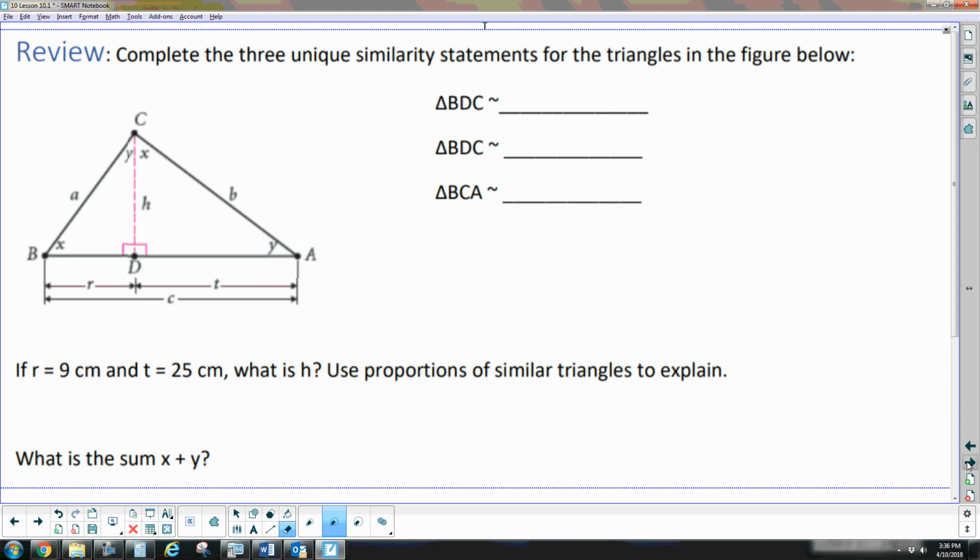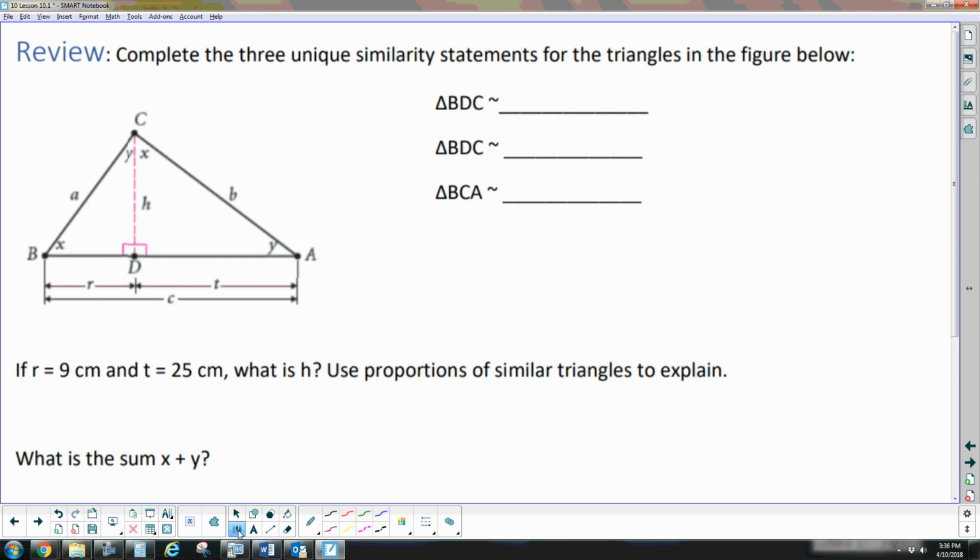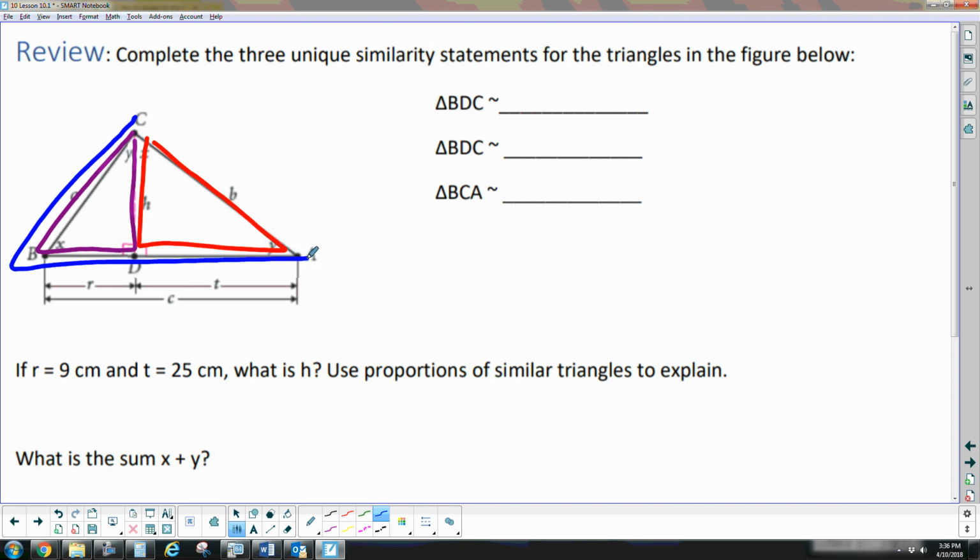So first let's start by looking at triangles because the Pythagorean theorem deals with right triangles, only with right triangles. So we're going to look at this figure on the left, and we're going to write three unique similarity statements for the triangles in this figure. So the first thing you should notice is that there are three triangles. Here's one triangle. Here's another triangle. And this big one is the third triangle.